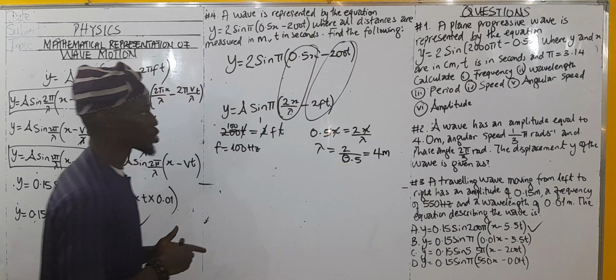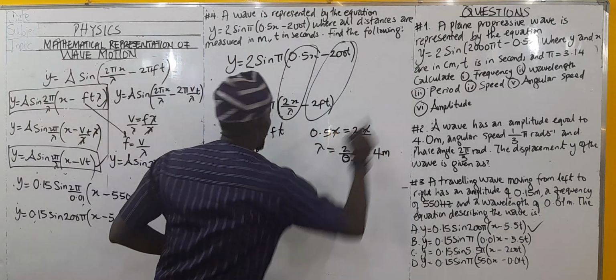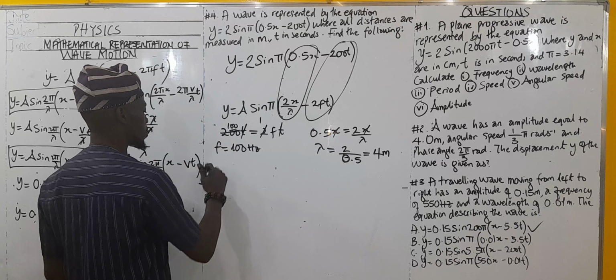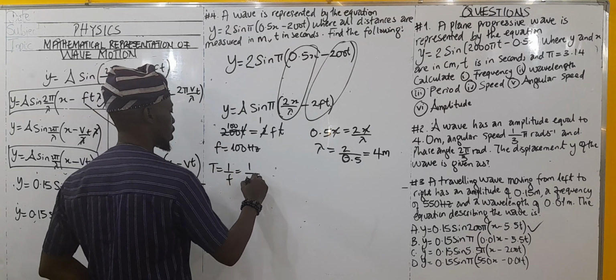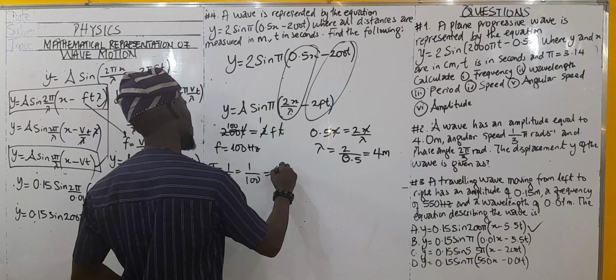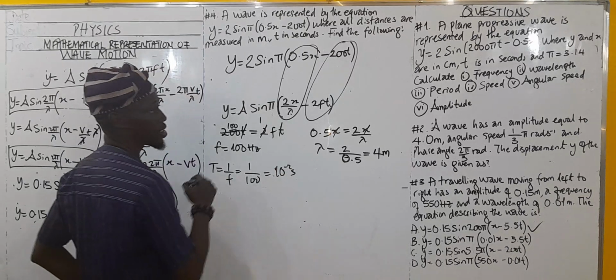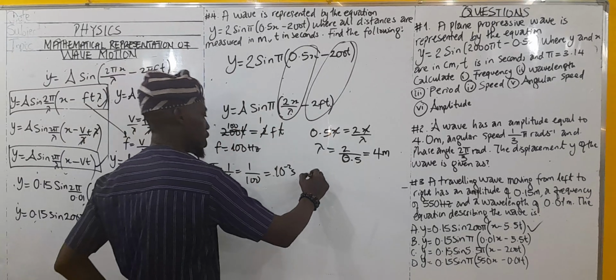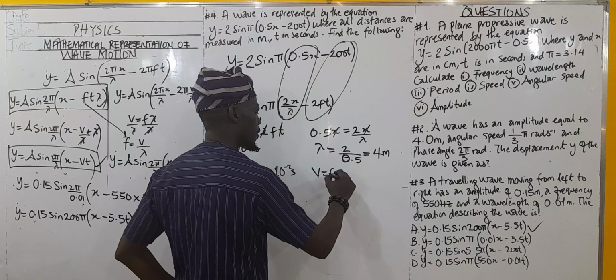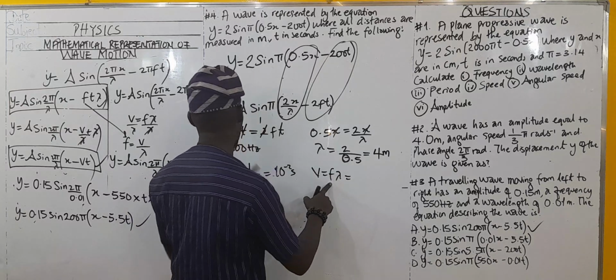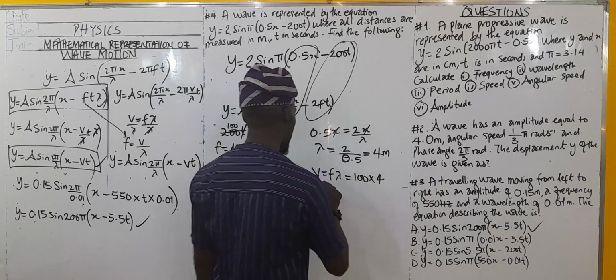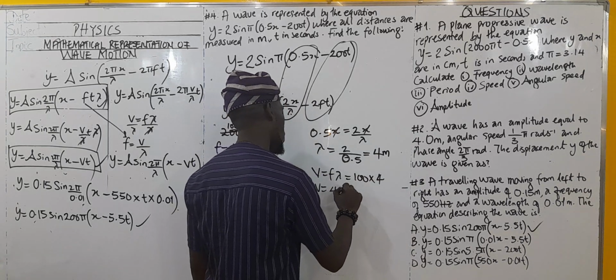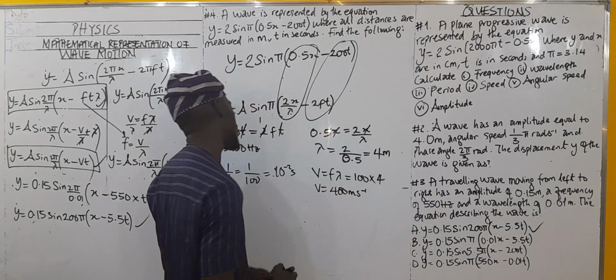Okay? Let's continue. What's the period? We already know that period is 1 over frequency. So it's 1 over 100, which is essentially 10 to the power minus 2 seconds. Now we have to find the speed. v is equal to f lambda. f is 100 times 4. So v equal 400 meters per second.